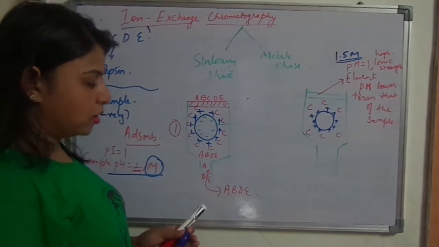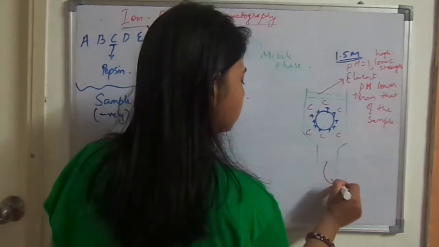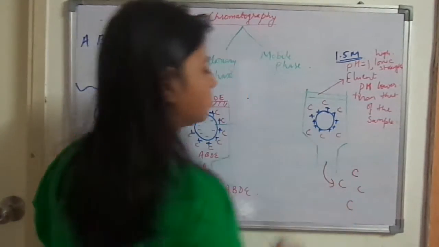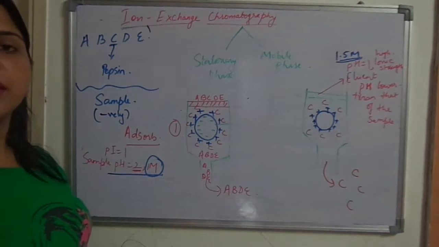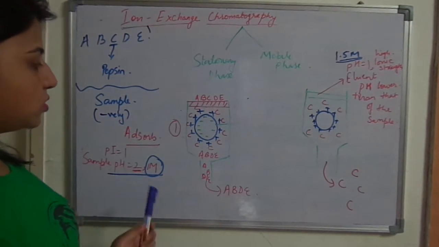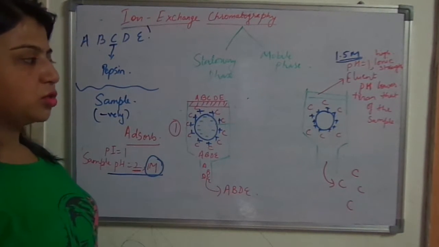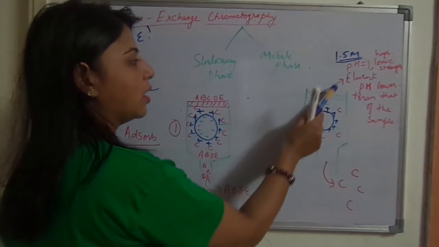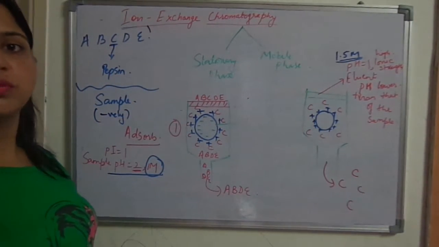Clear? So due to pressure created by eluent, in the next step this sample C, which is containing pepsin, will be eluted out. This is your ion exchange chromatography. 3 steps. One was preparation of stationary phase, second is application of sample, and third is application of the eluent, used for separation of charged species.